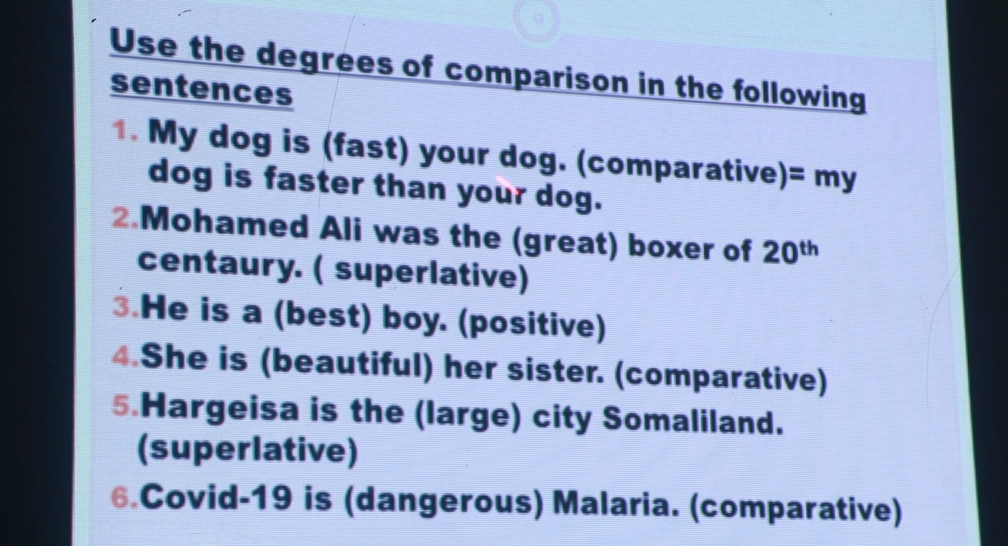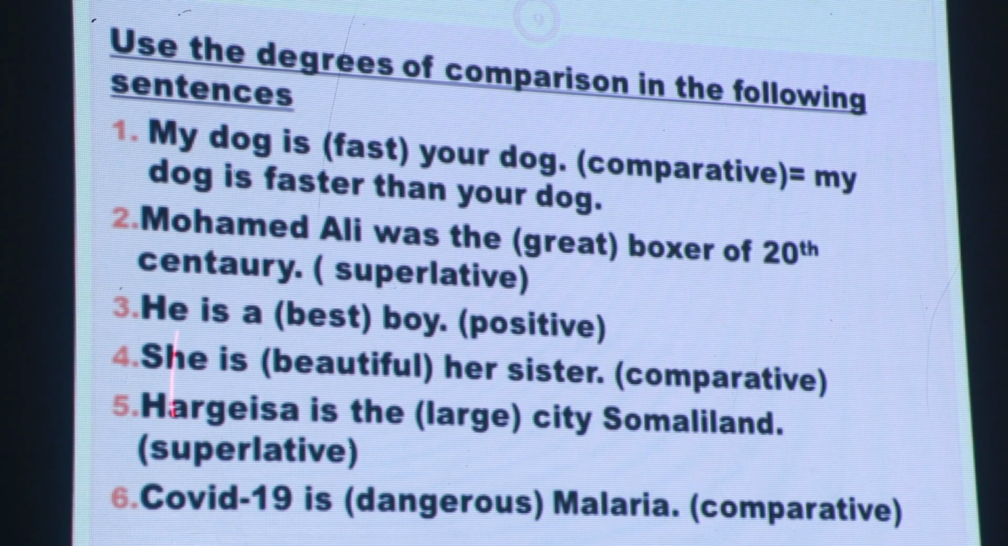How are you going to do so? Use the word in the bracket. You're given this adjective in the bracket, and you're going to make a comparative degree. For example, this one is going to be: my dog is faster. Fast becomes faster in the comparative, and then you're going to add than. My dog is faster than your dog, because there are two things there. There is one dog which is mine, and there is another dog which is yours.